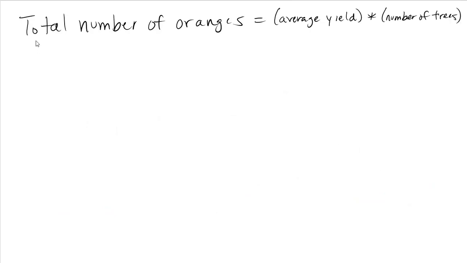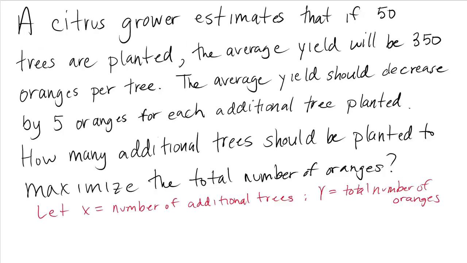Let's write this in symbols. We said the total number of oranges is going to be denoted by Y. What is the average yield? Well, if they planted 50 trees, it would be 350. But they're thinking about planting additional trees. And for each additional tree planted, you're going to lose 5 oranges per tree. The average decreases by 5. See if you can put that together.